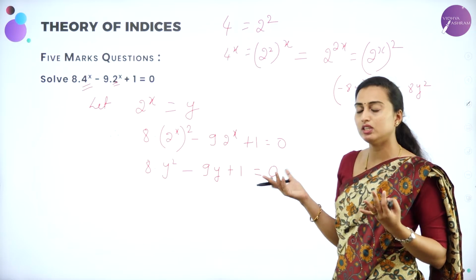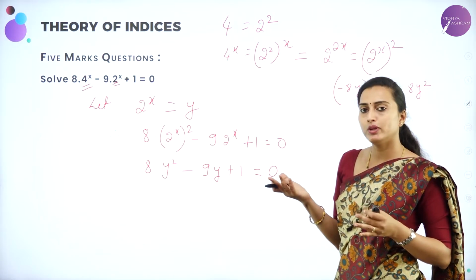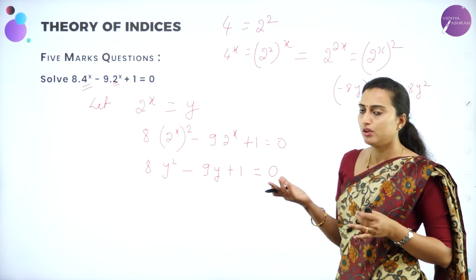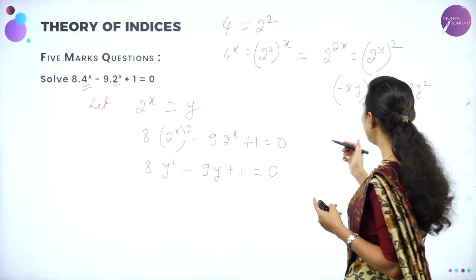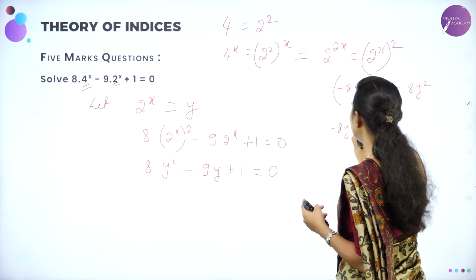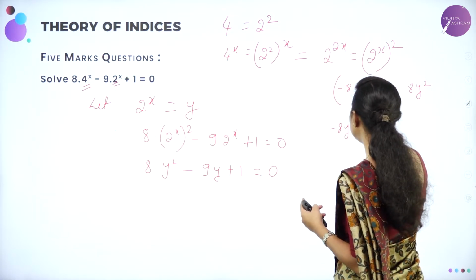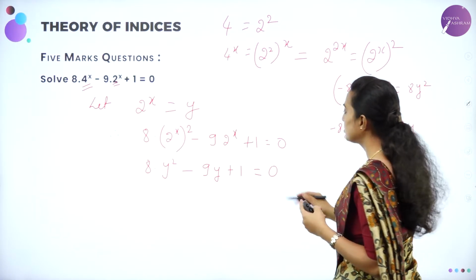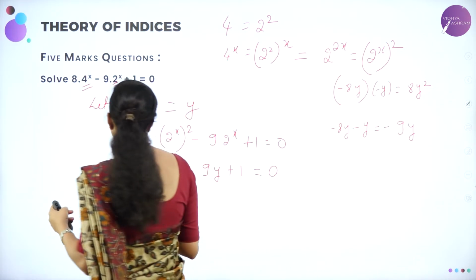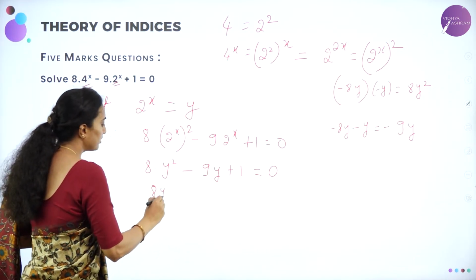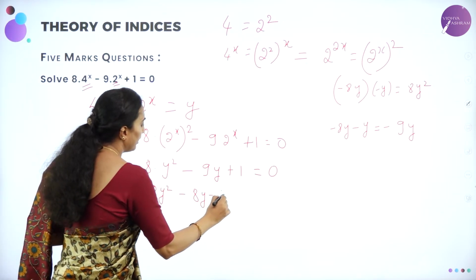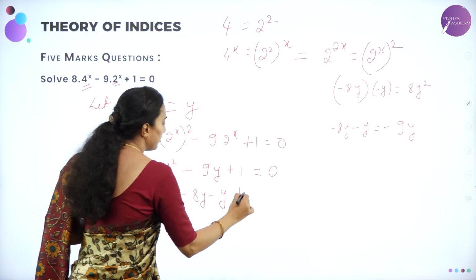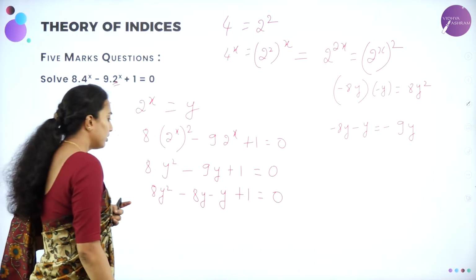It cannot be 3 3s are 9, 4 2s are 8, but 4 plus 2 is 6, never equal to 9. So I'm taking only one option: 8 1s are 8, 8 plus 1 is 9. So minus 8y minus y will be equal to minus 9y. So substituting accordingly, I can write it as 8y squared minus 8y minus y, that is minus 9y, plus 1 equal to 0.